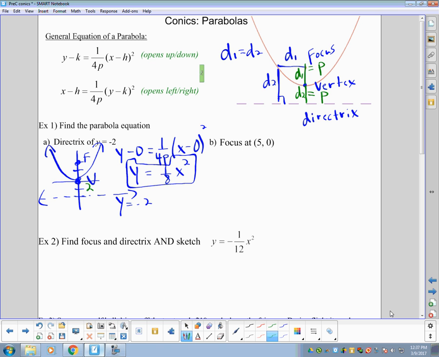P is 2. We're going to plug 2 in right there. So, p is the distance from the directrix to the vertex? Yes.